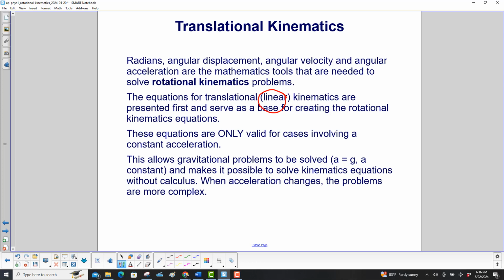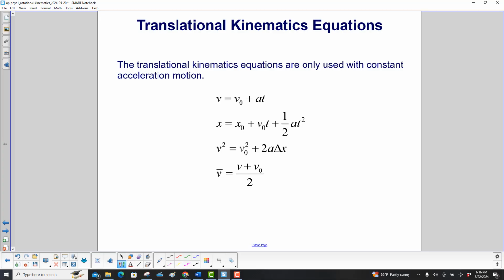When acceleration changes, the problems are more complex. The translational kinematics equations are only used with constant acceleration motion. So here's first, v is v0 plus at.